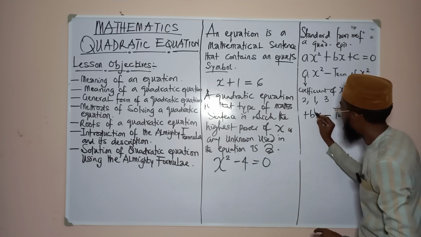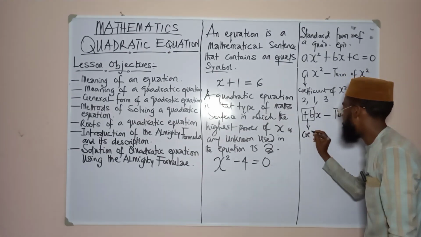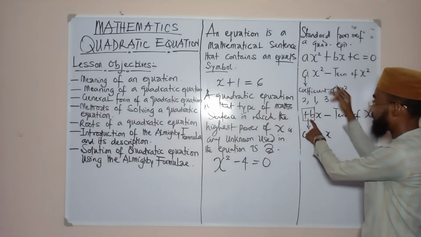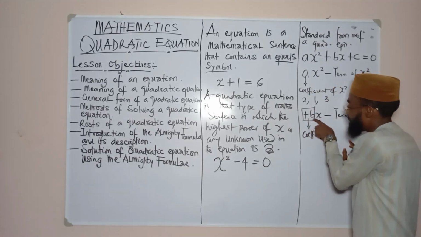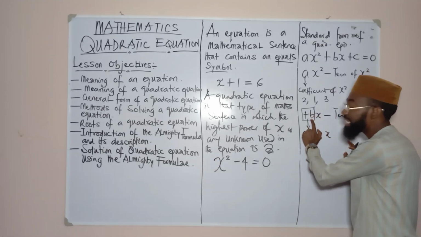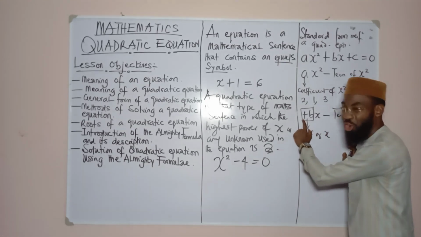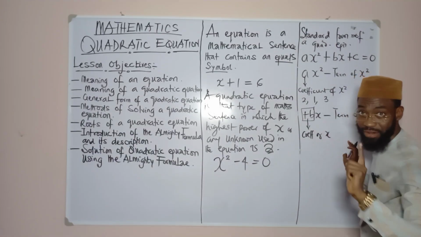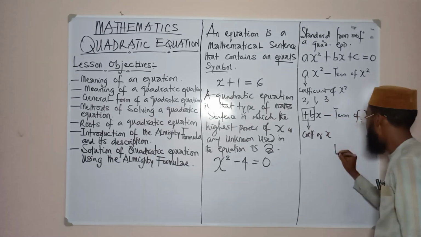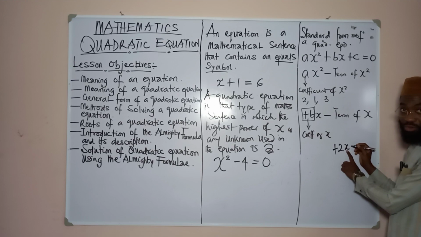Now, in the term of x, this plus b is referred to as the coefficient of x, which, as we said in this case, is the number beside x. Do not forget, whenever you are picking the coefficient or the number beside a variable, you must pick it alongside its sign. Very, very vital. That is one common mistake many students make. You give them plus 2x. You are going to ask them, what is the coefficient of x?